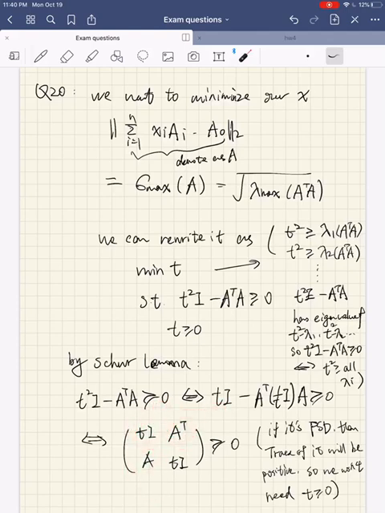Also we should notice that we don't need the constraint of t greater than or equal to 0, because we're dealing with t squared. But in this case, if this matrix is positive definite, then the trace of it will be positive. And what is the trace of it? The trace is 2t. And if 2t is greater than 0, then you don't need to write it again. So yeah, this is the alternative constraint.